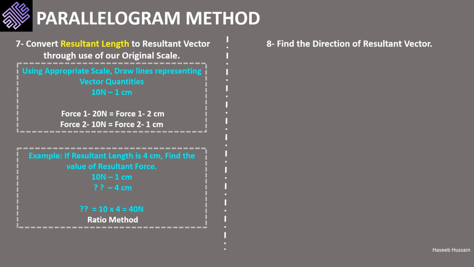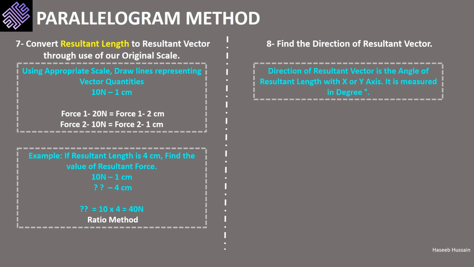Sometimes the question requires you to mention the direction of this resultant vector. The direction of this resultant vector is the angle of the resultant length with either the x-axis or y-axis. It is measured in degrees through a protractor instrument. So you will simply place the protractor at point O and determine the angle of the resultant yellow line with either the x-axis or with the y-axis. In this case, the red angle is the angle with the x-axis and the blue angle is the angle with the y-axis. This was a comprehensive overview of the parallelogram method.